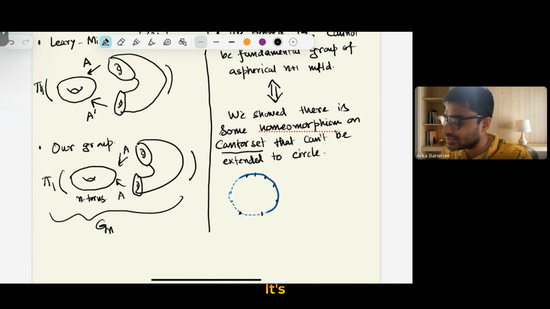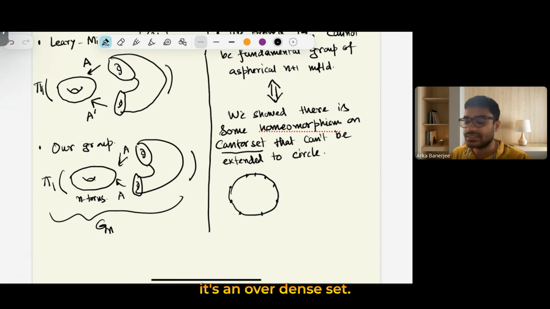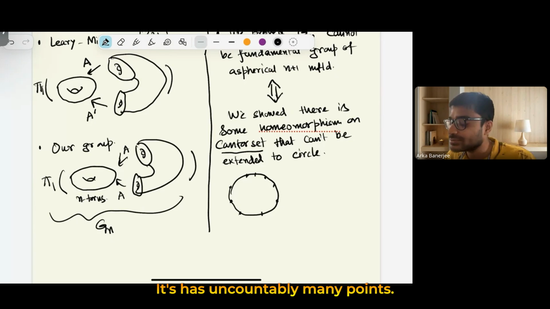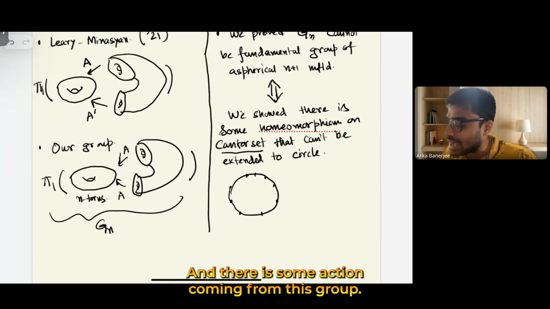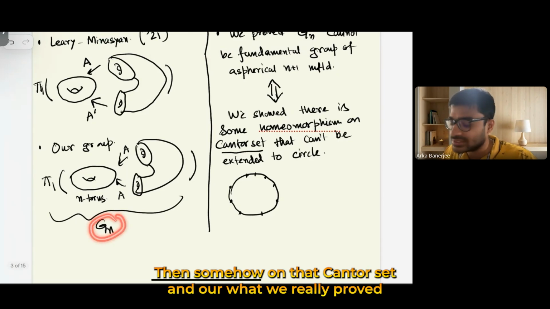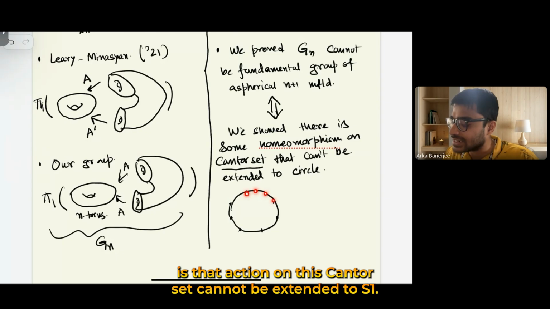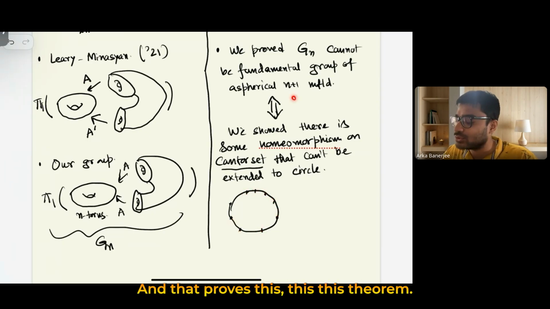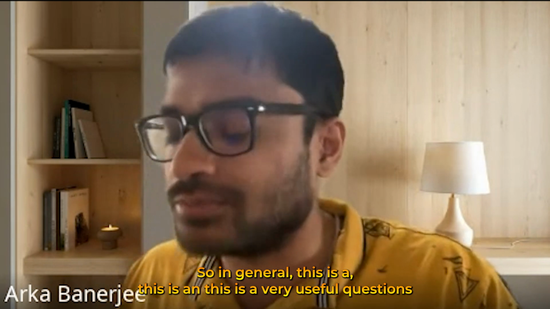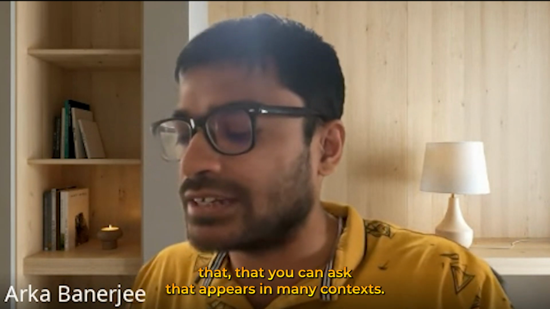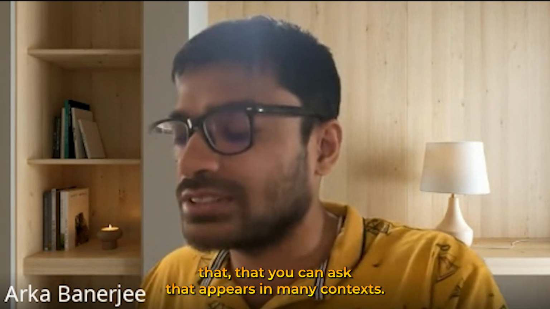Okay, it's a nowhere dense set. It has uncountably many points, and there is some action coming from this group Gn somehow on that Cantor set, and what we really proved is that the action on this Cantor set cannot be extended to S1, and that proves this theorem. Okay, so in general, this is a very useful question that appears in many contexts.